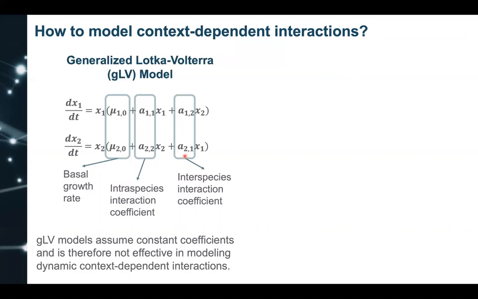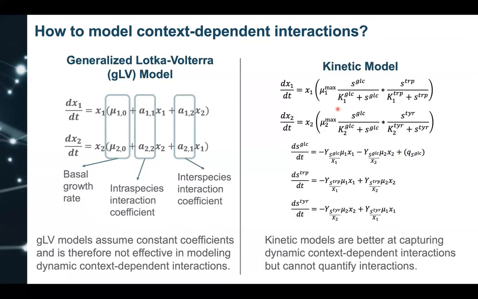Problem with GLV models is they assume all of these coefficients are constant. And as such, they're not effective in modeling a dynamical interactive change. Kinetic models are. We can use kinetic models to capture these dynamic context-dependent interactions.